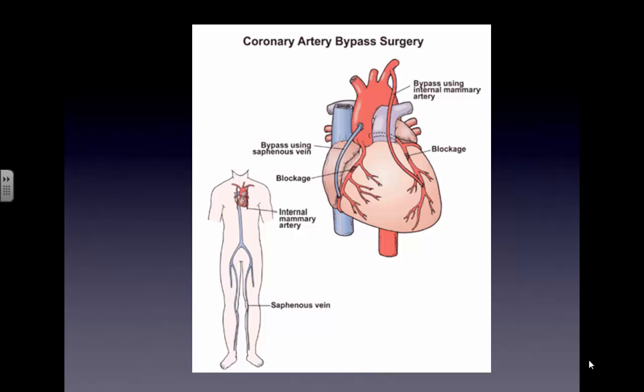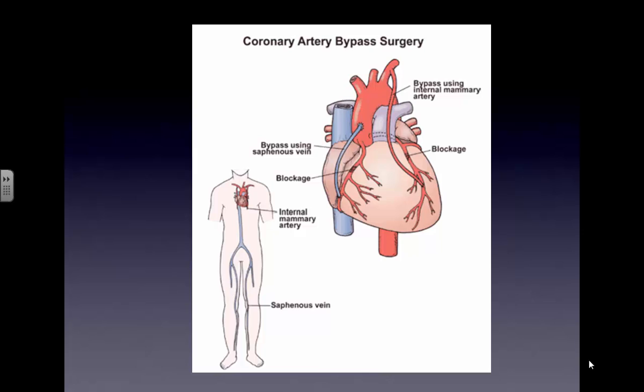Now, if the stent doesn't work and so forth, and those coronary arteries in the heart are really blocked, then they may do bypass surgery. Does anyone know somebody that had to have a bypass? So a bypass is, so this is your heart. Here are the two coronary arteries. Well, if there's a blockage here, you could understand probably now how this works.